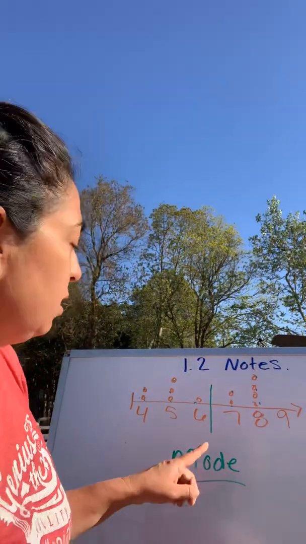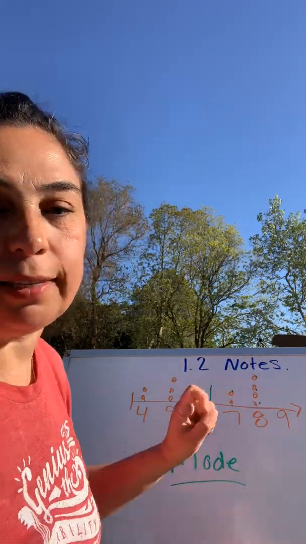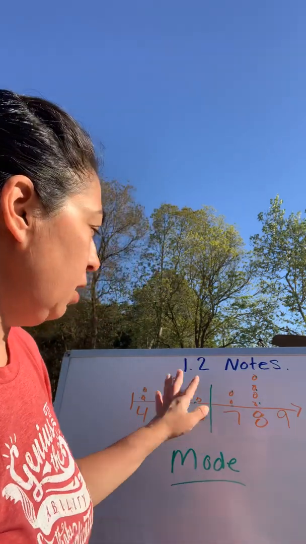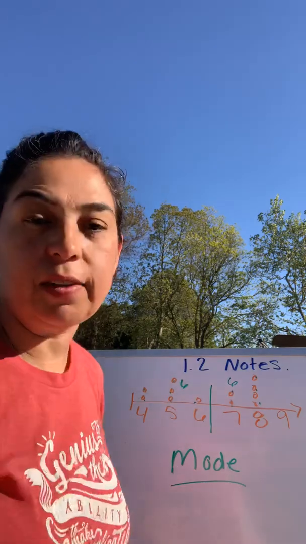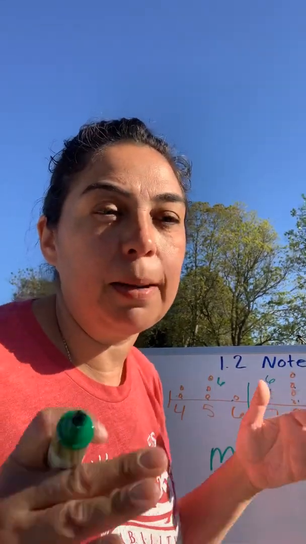So in this case, the median is right between 6 and 7. So the median would be 6.5. Okay? So there's exactly 6 on this side, and there's 6 on that side. So which number is in the middle? Median. Median, in the middle.